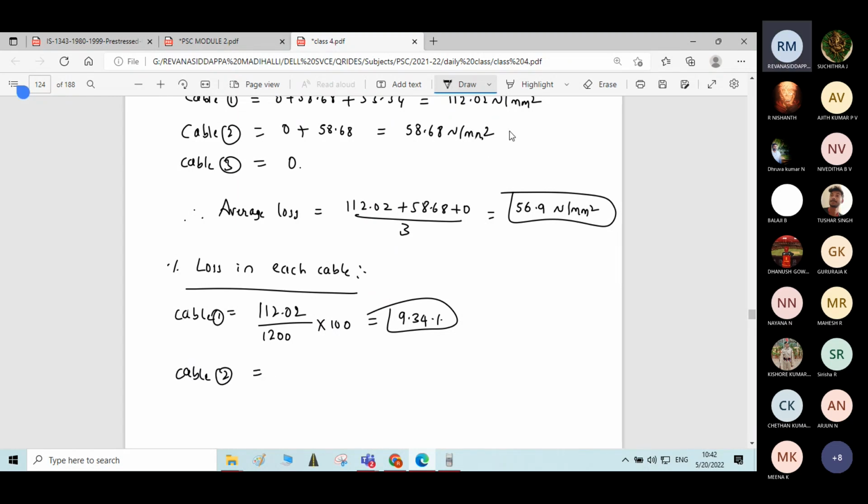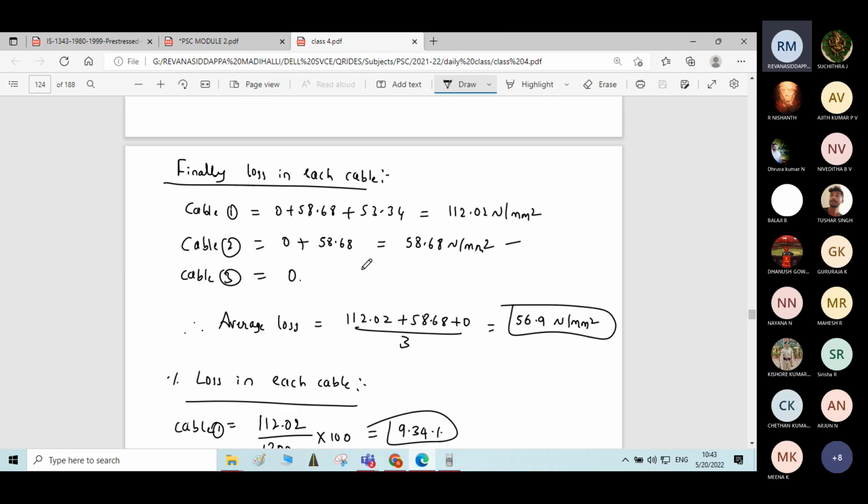Similarly, for cable 2, total loss is 58.68 divided by 1200 into 100. So percentage loss will be 4.89%. And cable 3, it is having 0 loss, so 0%. Okay.